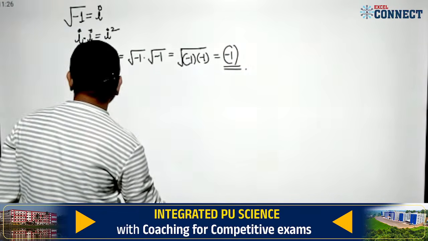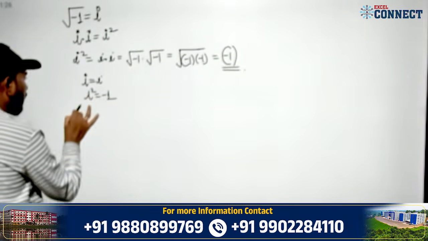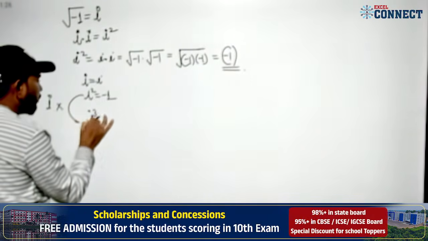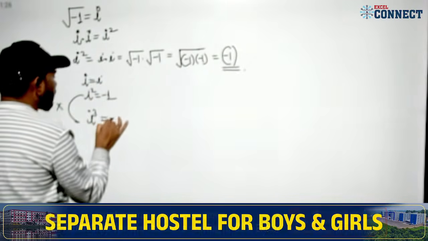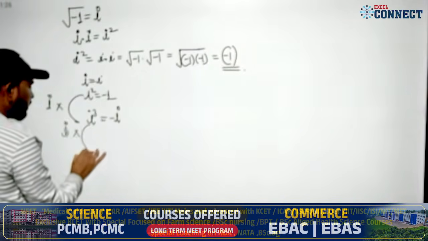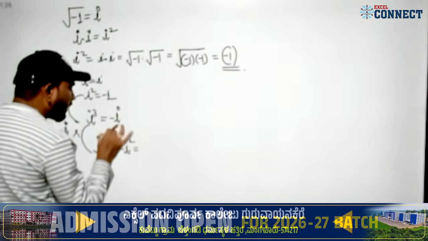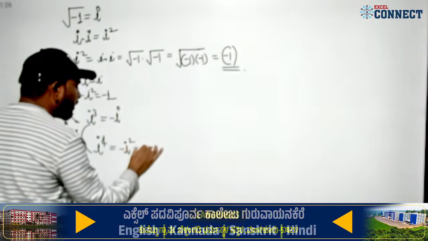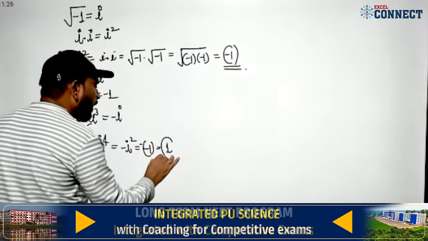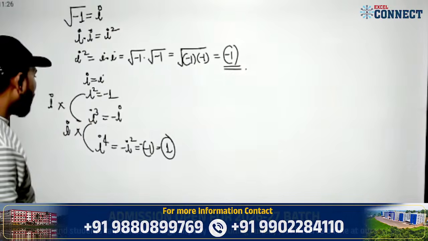Now if I further multiply both sides by iota, then here is iota cube, and here minus iota. If I further multiply both sides by iota, it becomes iota power 4, and here minus iota square. Iota square means -1, so -1 with the minus already there gives 1. So iota power 4 is 1, and iota cube is -iota.